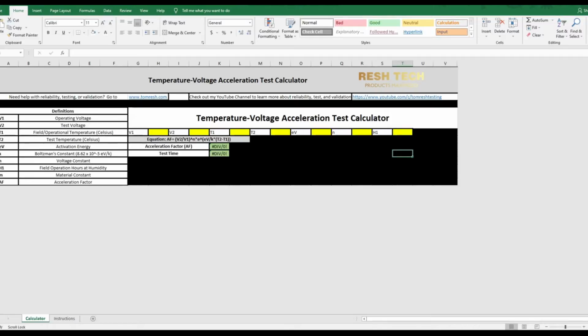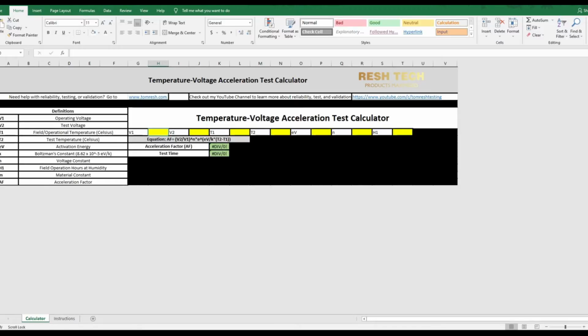On the left-hand side, we have different definitions for the inputs that you're going to enter into this calculator. The yellow fields are the inputs, or the values that you will enter for the calculator. And the green fields are the output fields that calculate the values based on the input values that you put into these yellow fields. So let's go ahead and fill this out real quick.